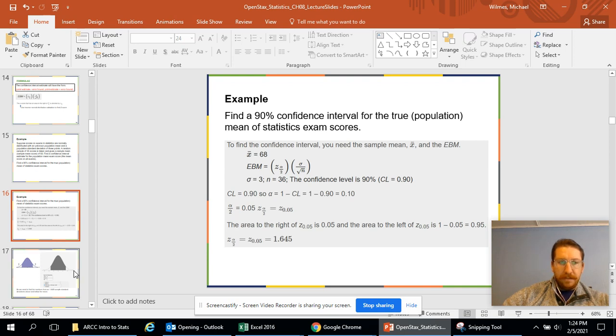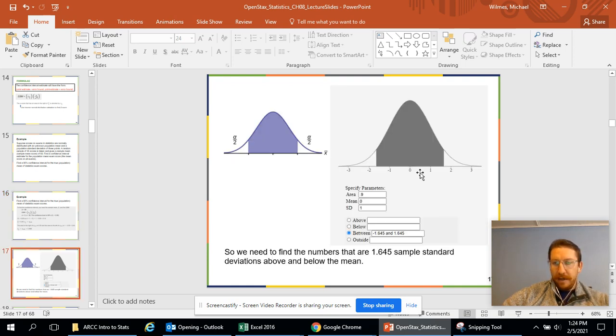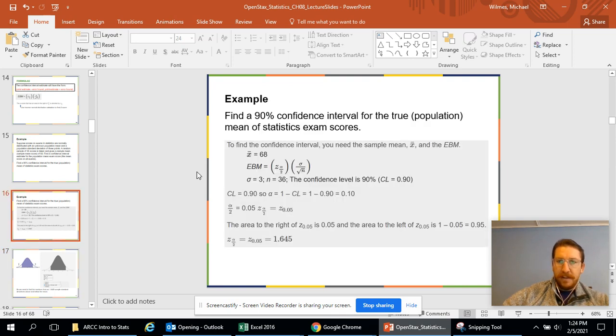So to do that, we could go ahead and look at our inverse normal distribution curve. I could type in 0.9, 90%. And I go between, and it tells me negative 1.645 and 1.645. So I go left of the mean 1.645 and right of the mean 1.645. So that is this value right here.